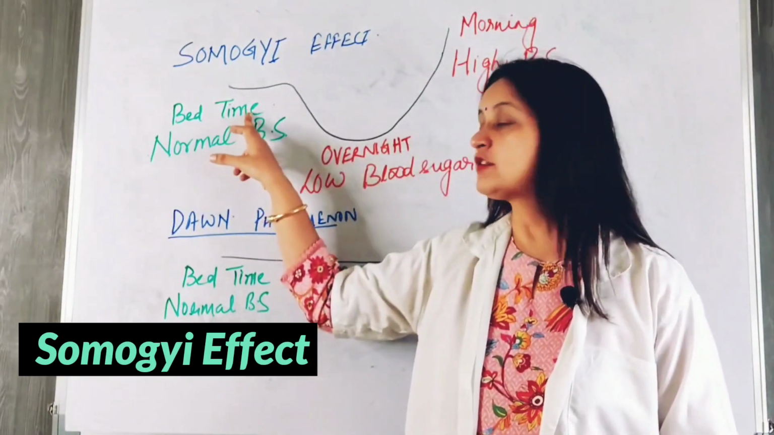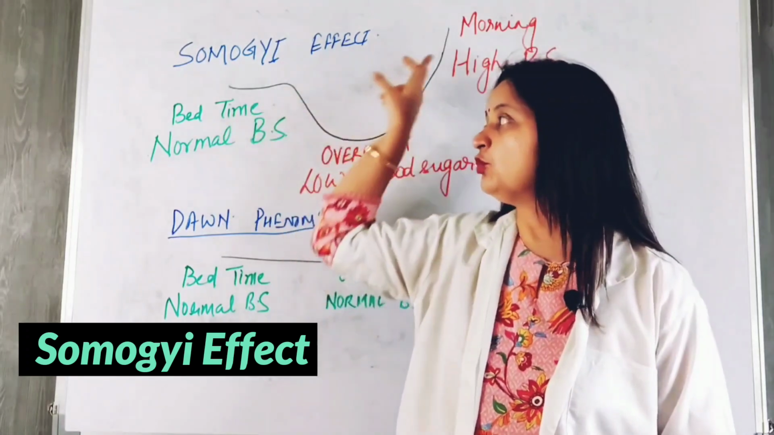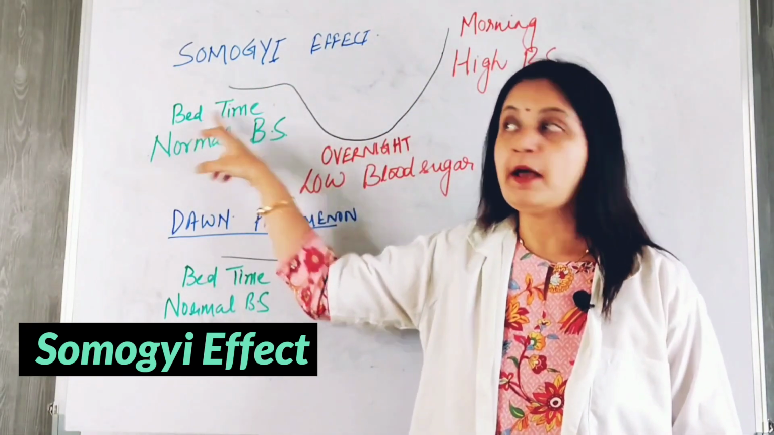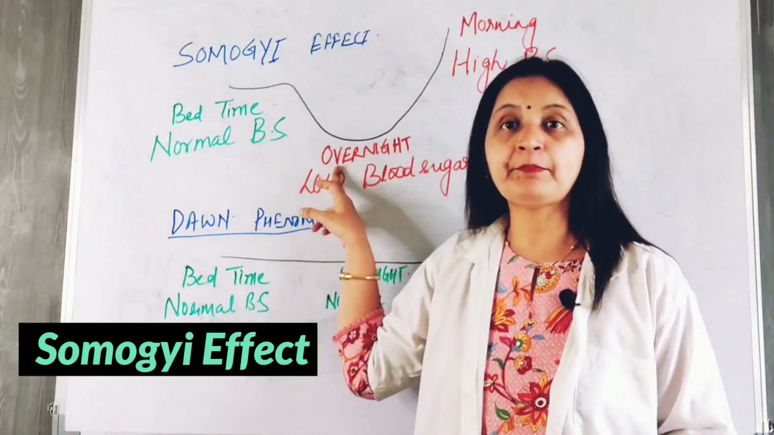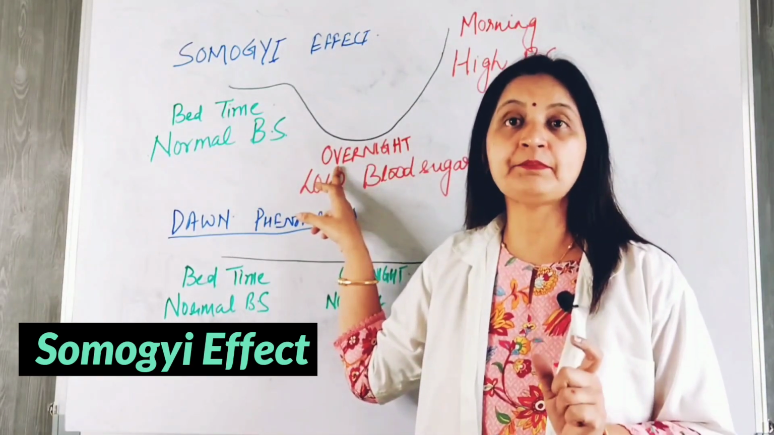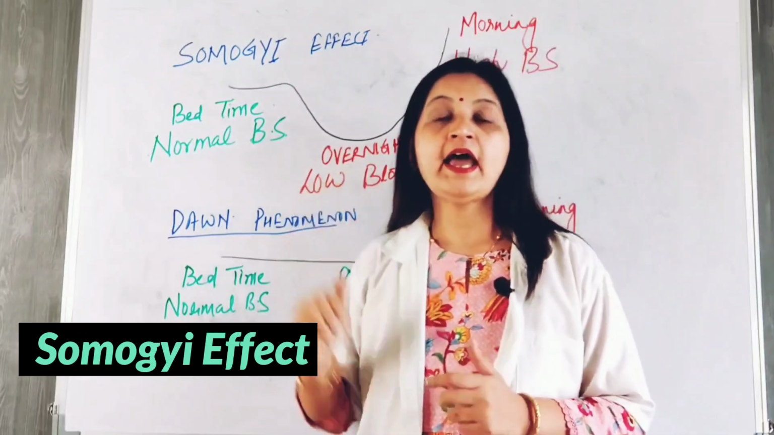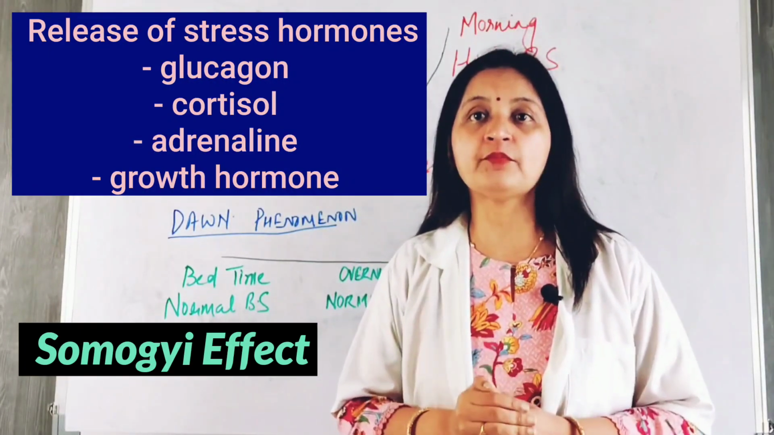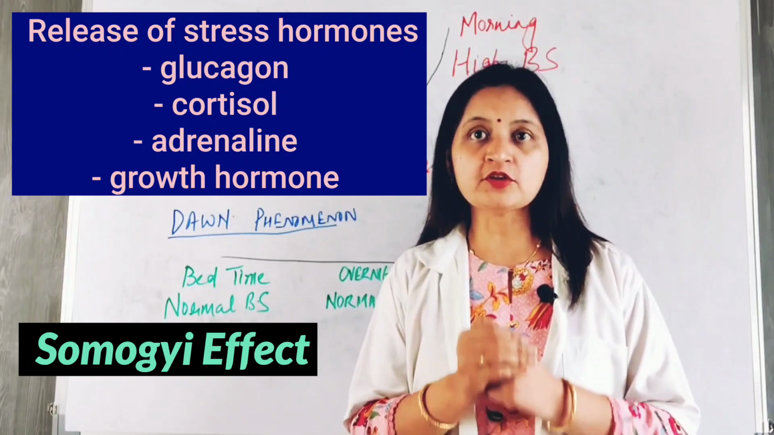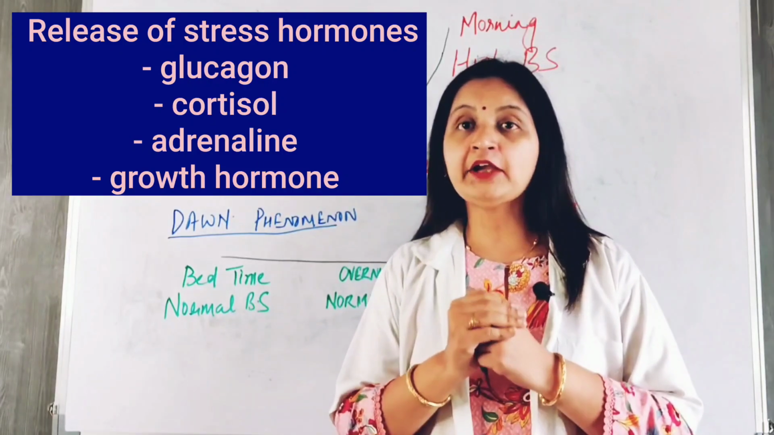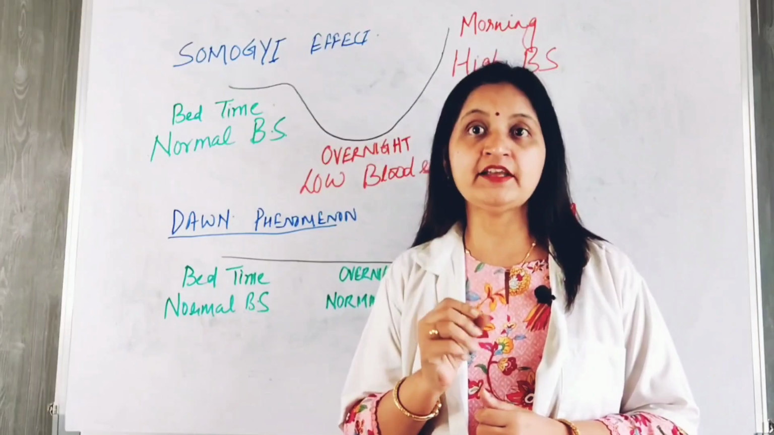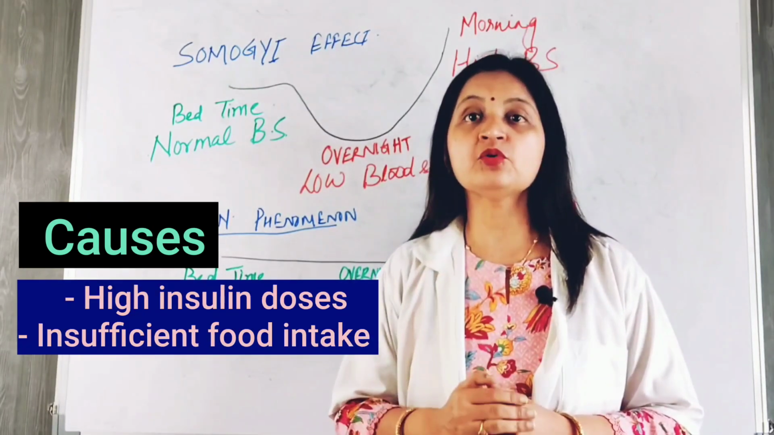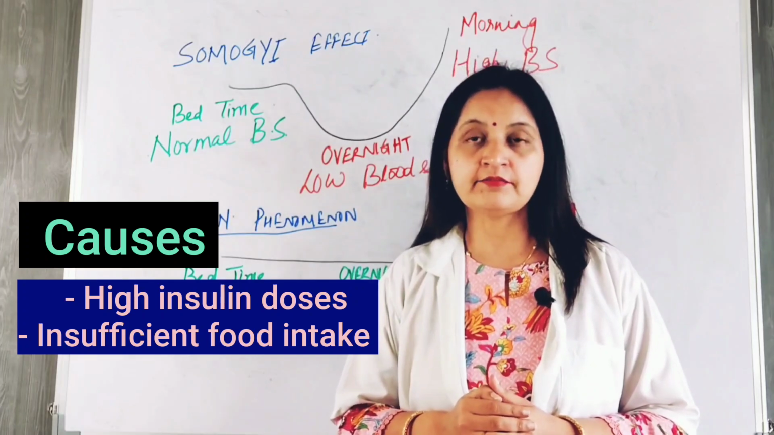The figure drawn here shows the blood glucose level from bedtime to early morning. At bedtime, the blood glucose level is normal, but at night time, there is a period of hypoglycemic stress, and this triggers the body's counter-regulatory response to release stress hormones such as glucagon, cortisol, adrenaline, growth hormone, and all of these hormones stimulate the liver to release glucose into the blood circulation, and this raises the blood glucose level in the early morning hours.